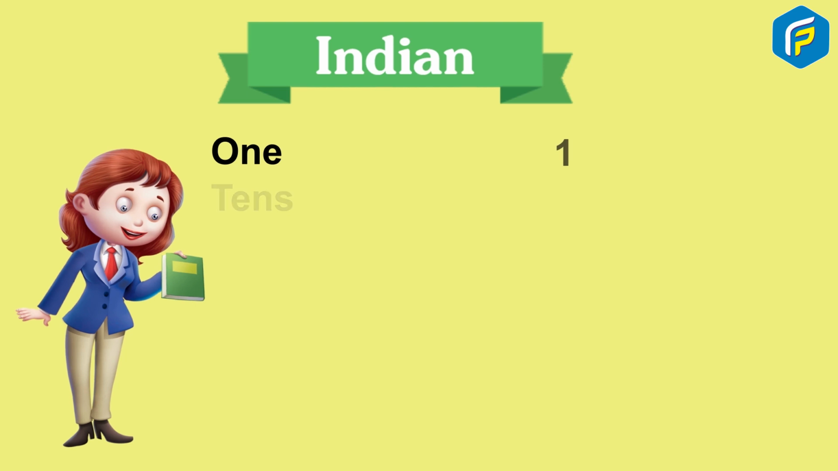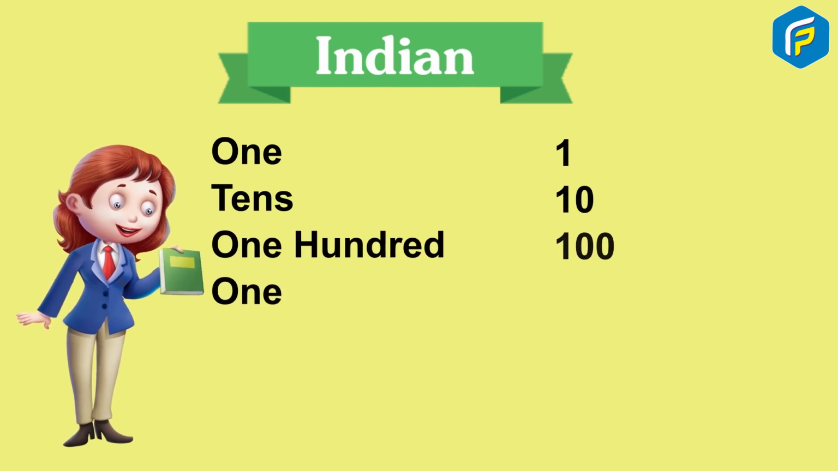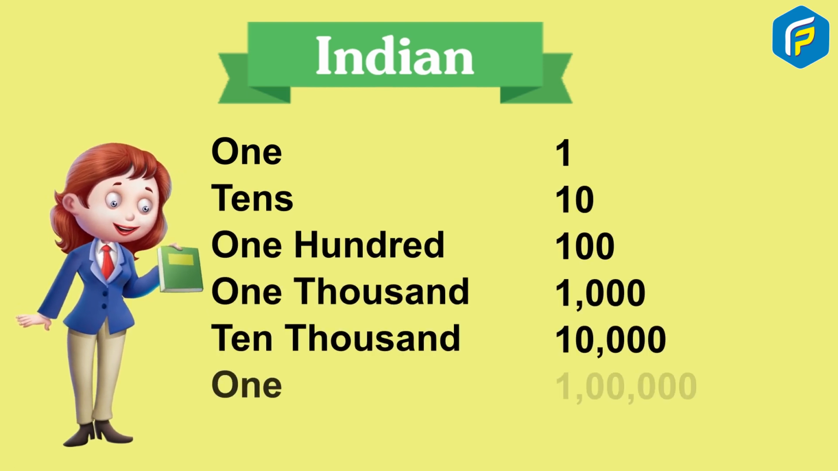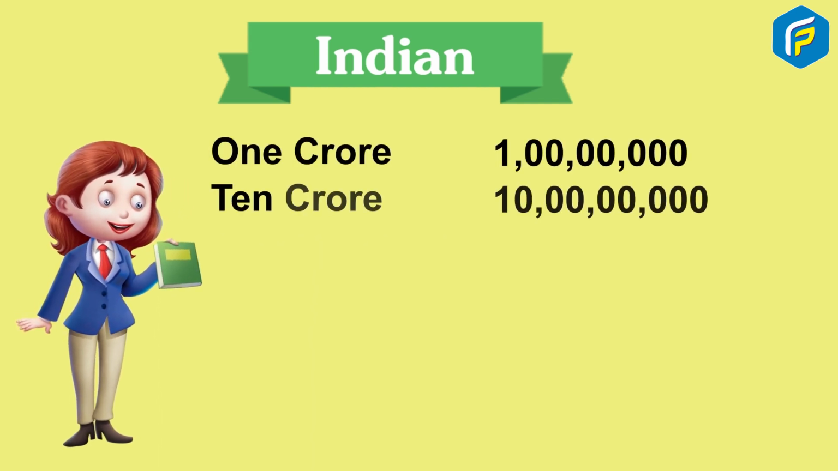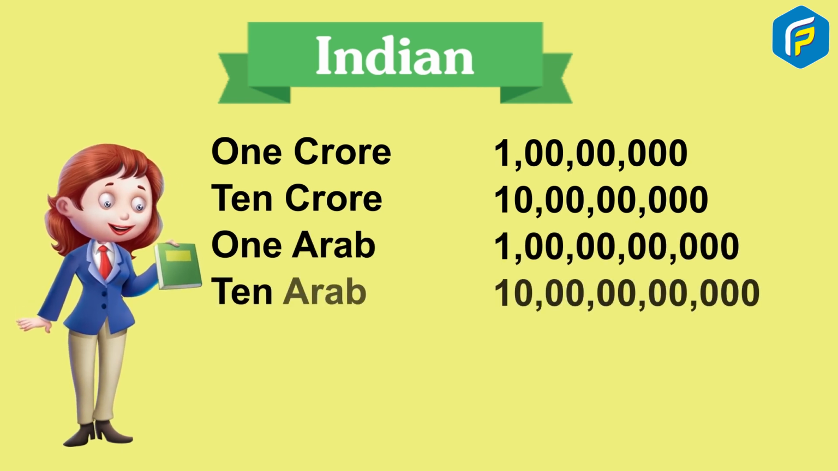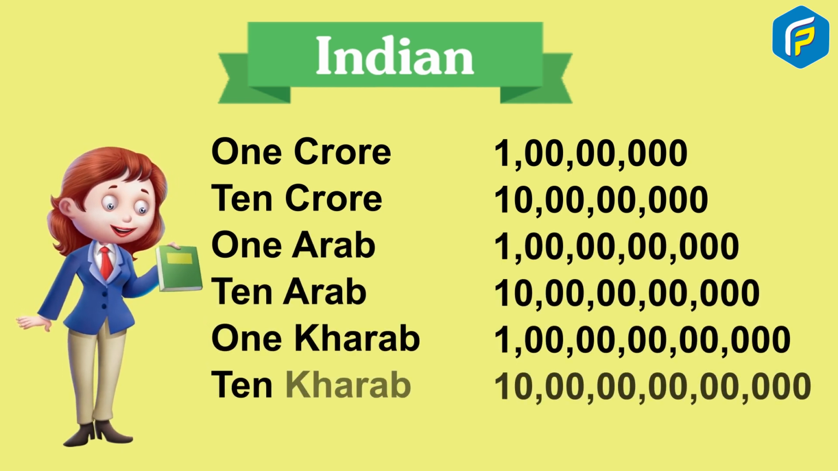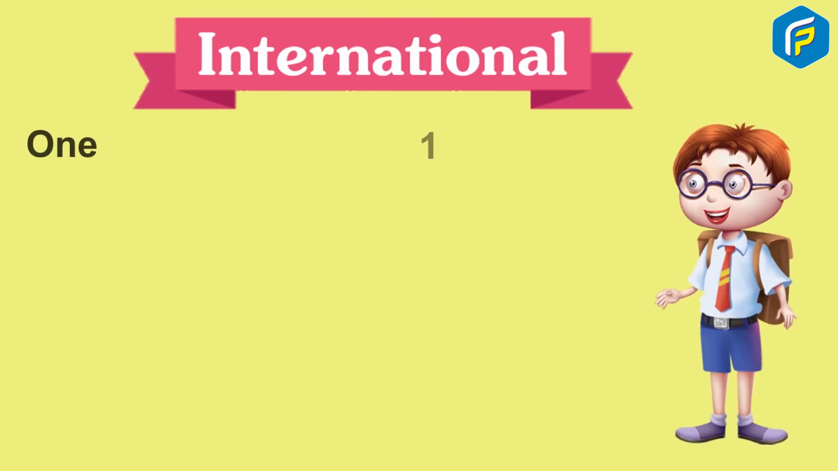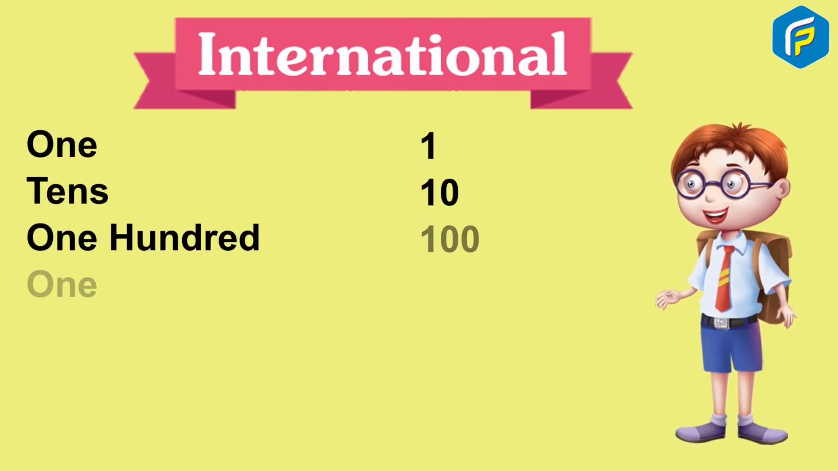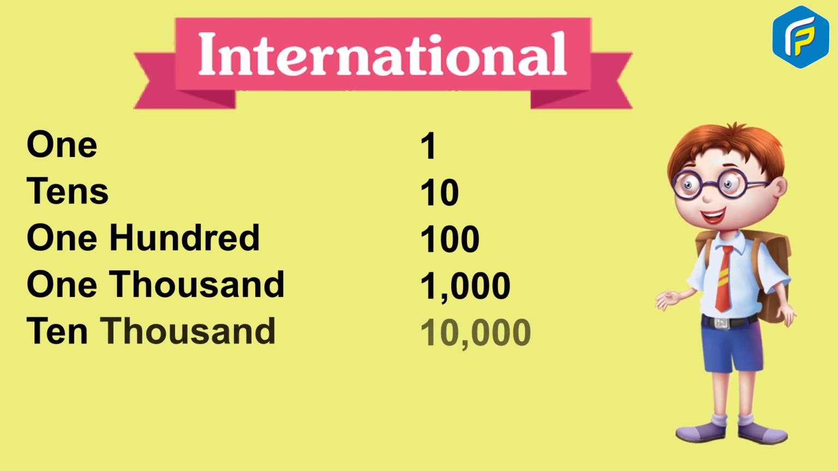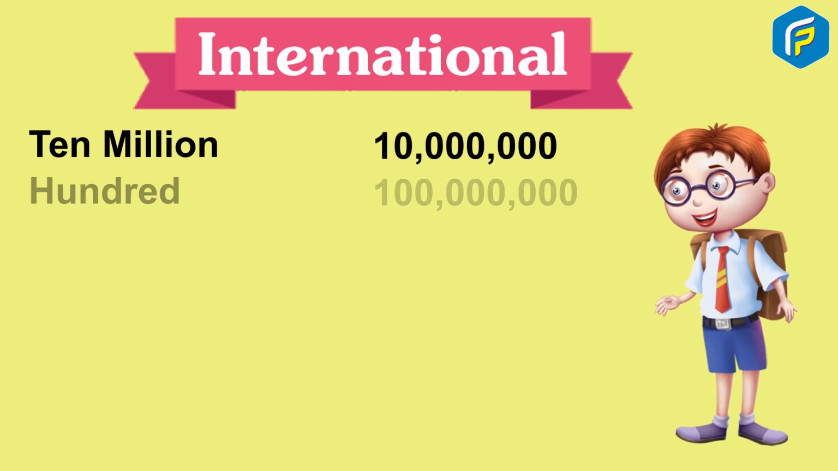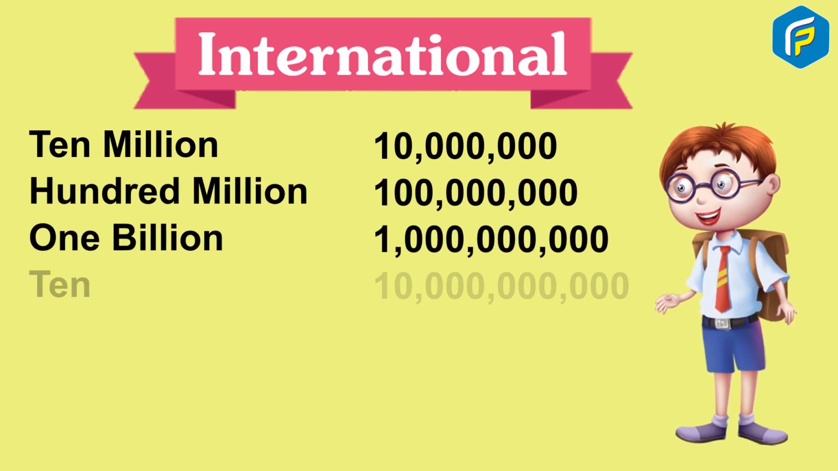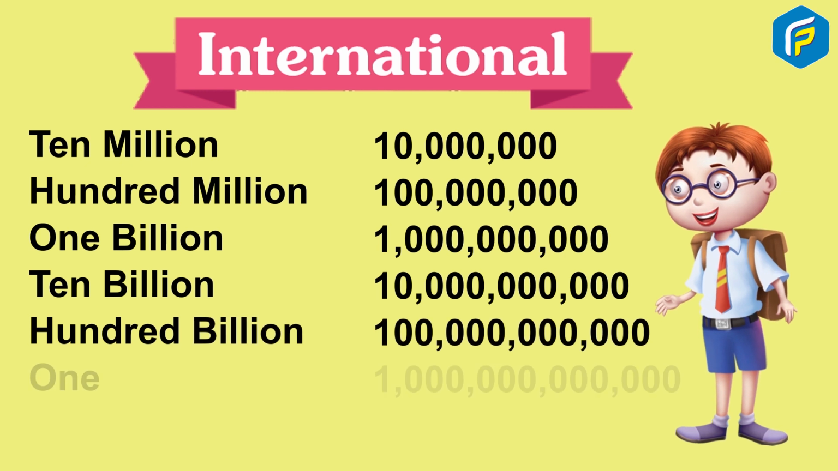Indian: 1, tens, 100, 1000, 10,000, 1 lakh, 10 lakh, 1 crore, 10 crore, 1 Arab, 10 Arab, 1 kharab, 10 kharab. International: 1, tens, 100, 1000, 10,000, 100,000, 1 million, 10 million, 100 million, 1 billion, 10 billion, 100 billion, 1 trillion.